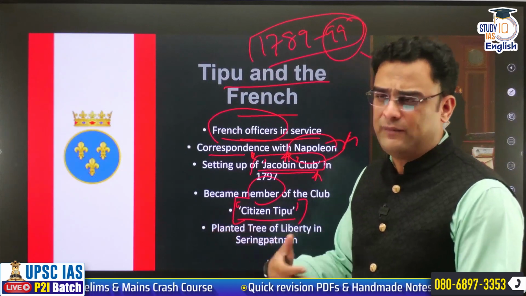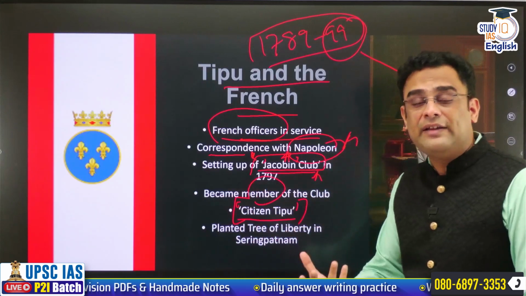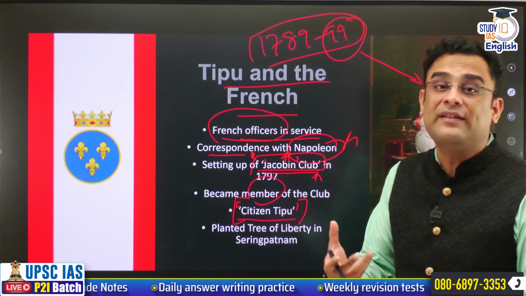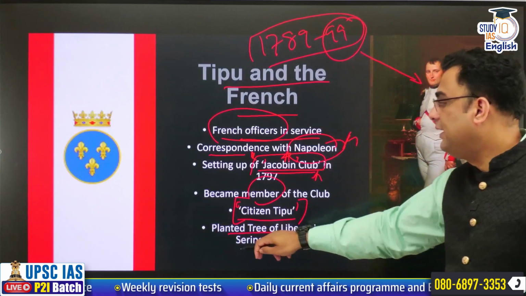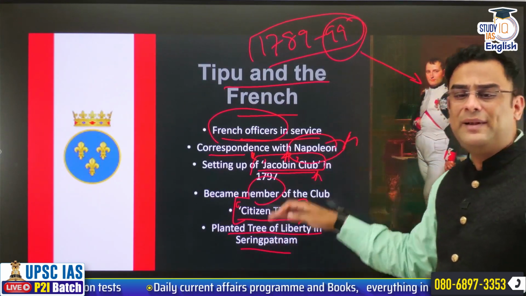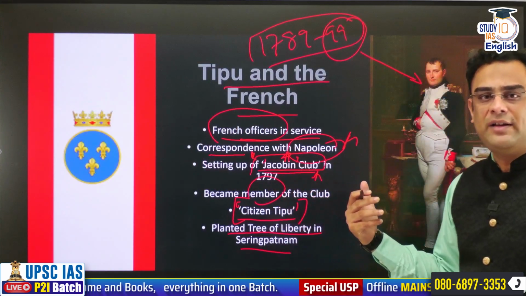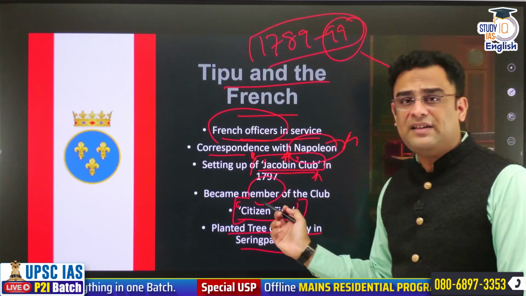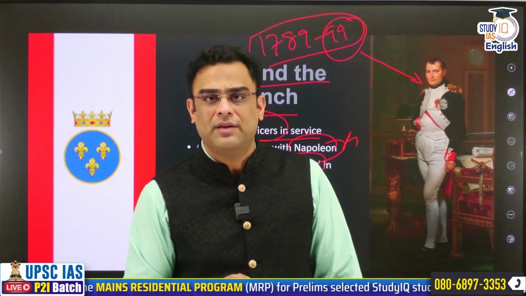common person. Of course, we are reading too much into it, but even in that day and age, allowing this sort of an address is a very significant measure. He planted the tree of liberty in Srirangapattam. So these are some interesting facts regarding the French connection of the Mysore state under Tipu Sultan given in NCERT. So we must know these facts. UPSC may ask a question in prelims.